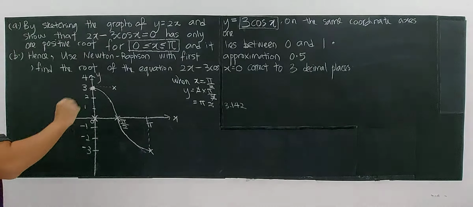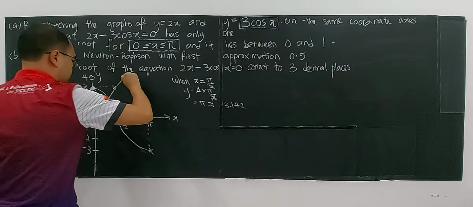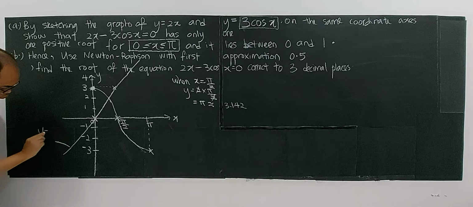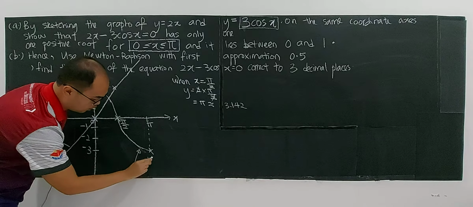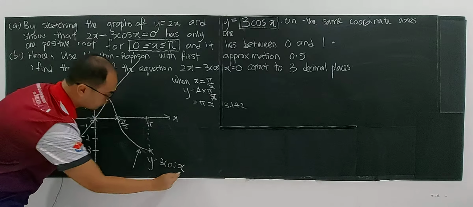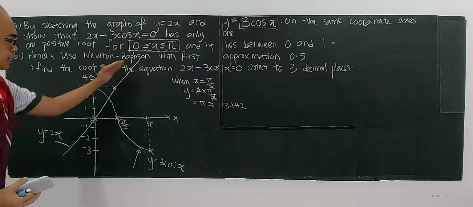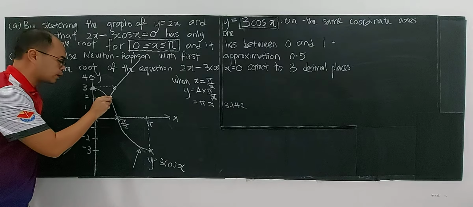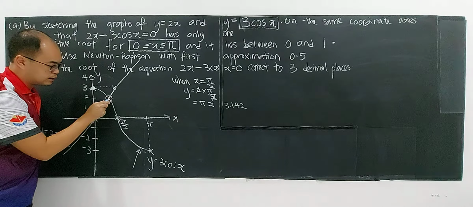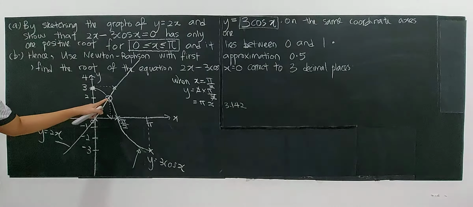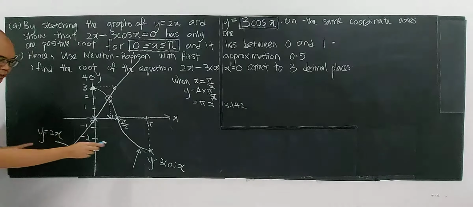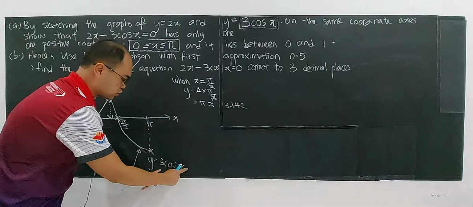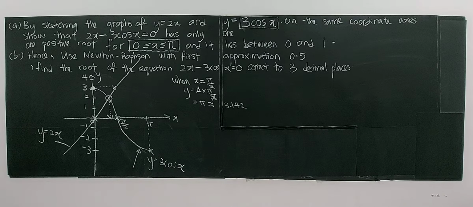So this point here. If I draw this graph, it will intersect the other graph. This line is y equals 2x, and this graph is y equals 3 cos x. The line intersects the graph in the interval from 0 to pi at only one point, and the intersecting point shows the root. At this point, the y values are the same. So it means that 2x equals 3 cos x.